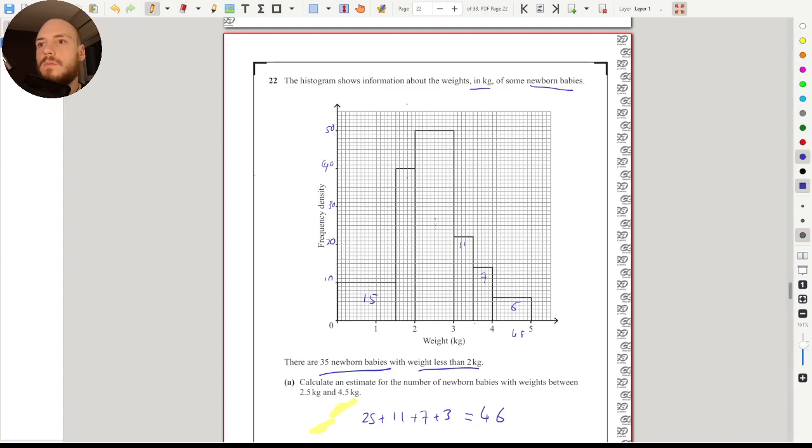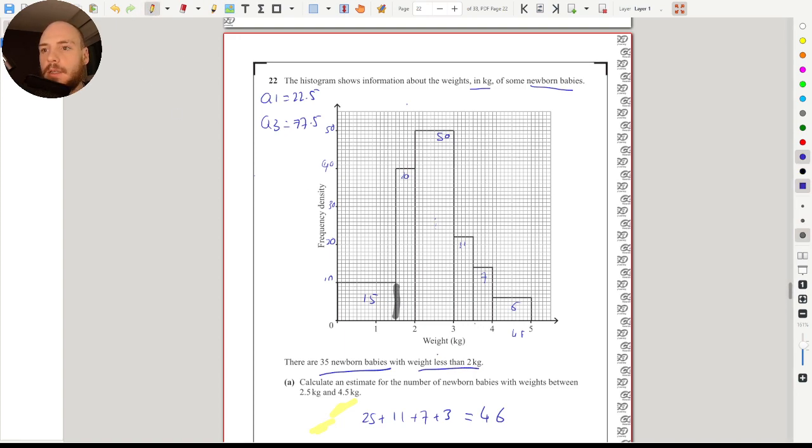So 25 and 50. So we're looking for the 22.5th value for Q1, and Q3 is the 77.5th value. So we know what this value here represents, 15. Okay, so I know the 22.5th value is going to be somewhere in this long column here.